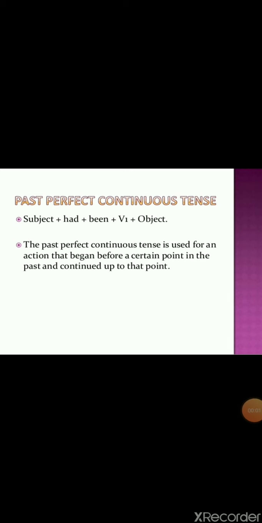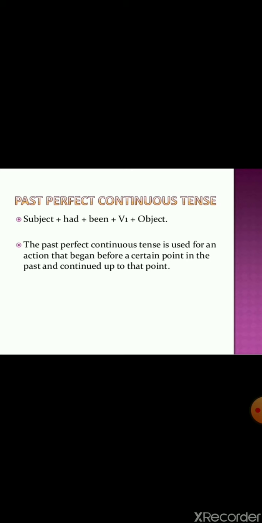Past perfect continuous tense, if we are talking about subject plus had plus been plus V1, ing is missing here, boys. So please understand the pattern, because in continuous we are talking without ing, we can't show the progression. Okay, so the past perfect continuous tense is used for an action that began before a certain point in the past and continued up to that point. Means time zone will be mentioned in such type of sentences.